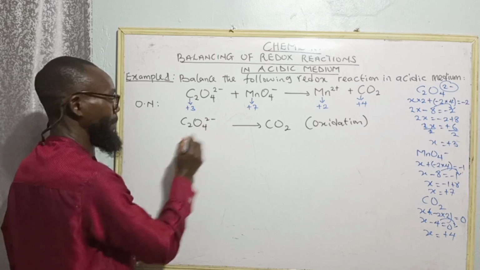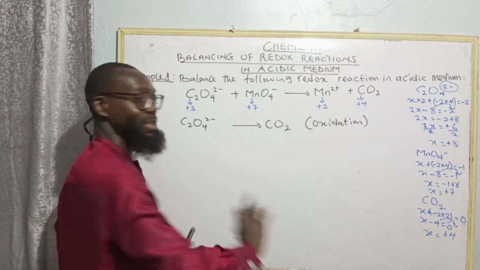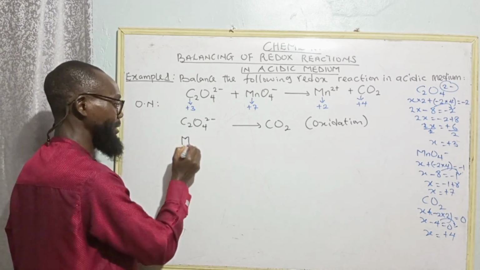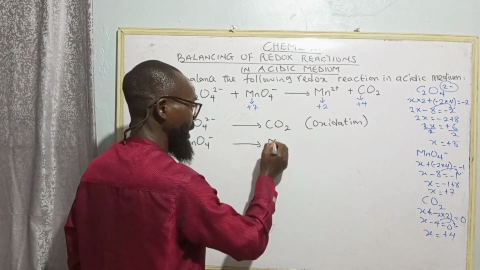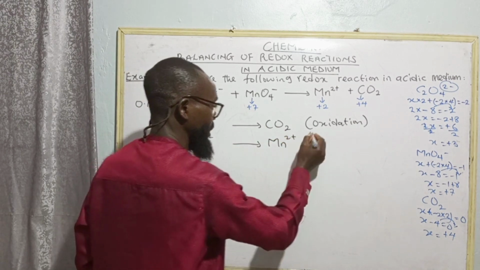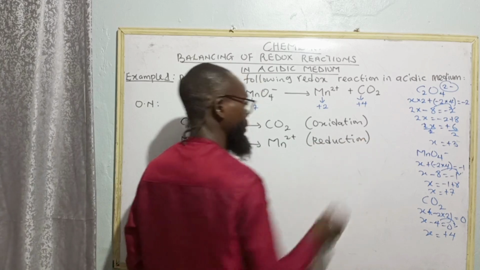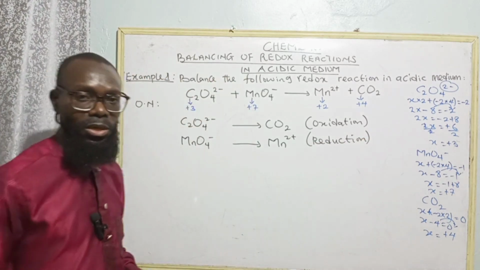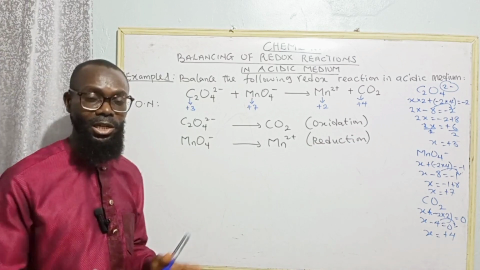While this manganese is moving from +7 to +2, that one is reducing. MnO4 minus moving to Mn2 plus. This is reduction. So that's the first rule, to separate them into oxidation and reduction.